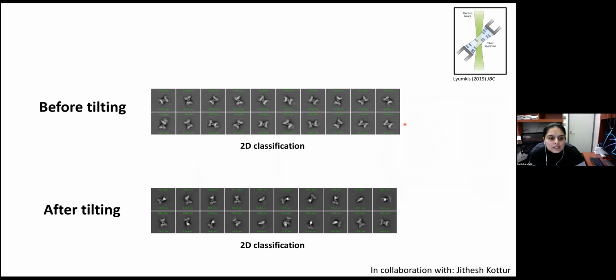And then upon tilting to a high angle, we were able to see these different views of the complex. And upon processing, we now have a much better isotropic map where we can build very comfortably. So this was all about tilting and how we overcame the preferred orientation problem using tilting.